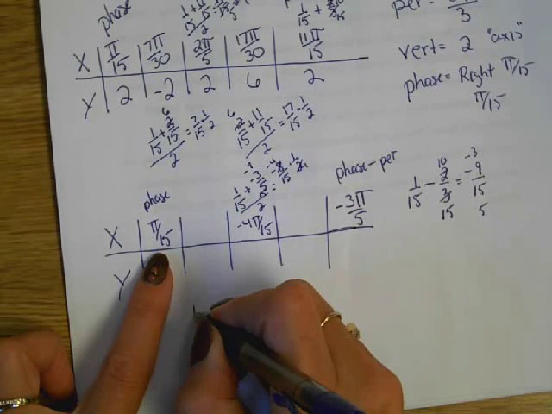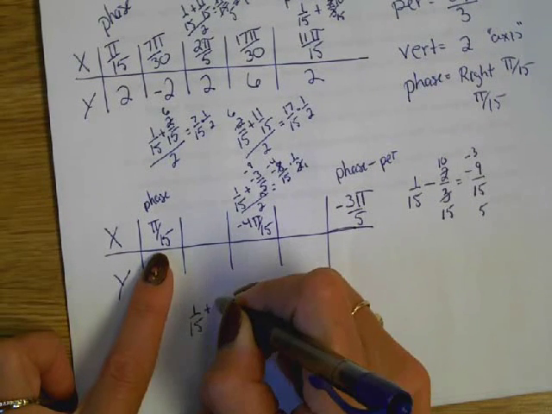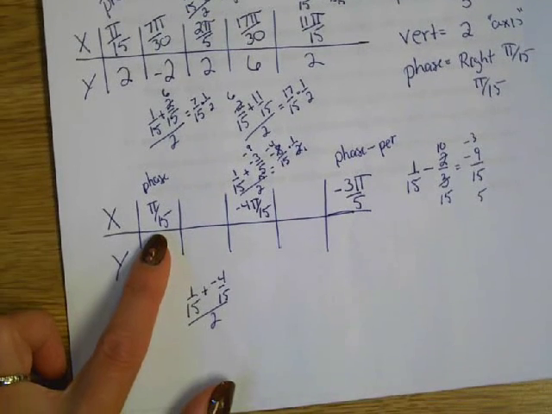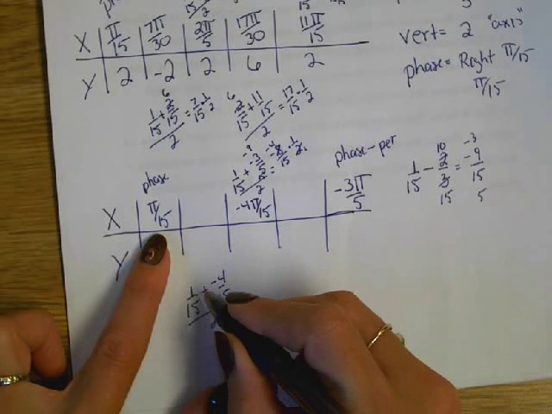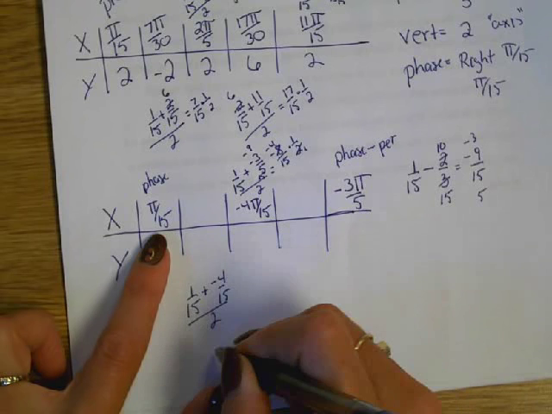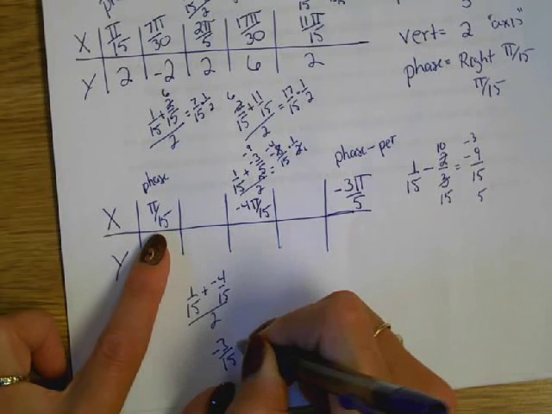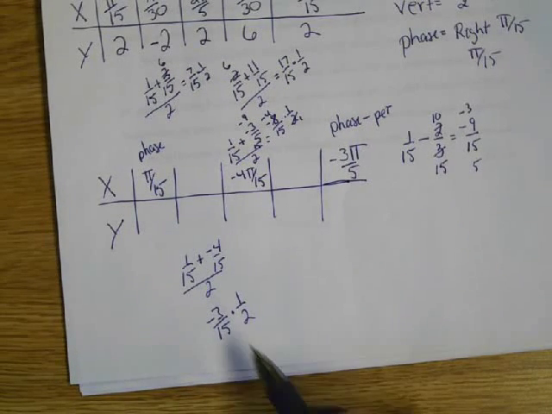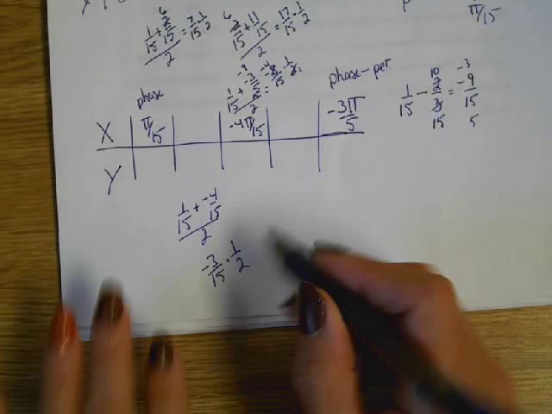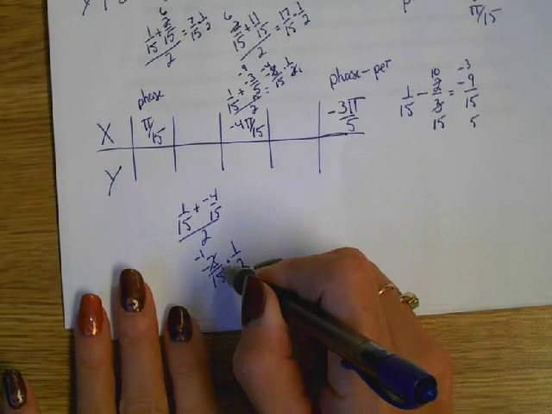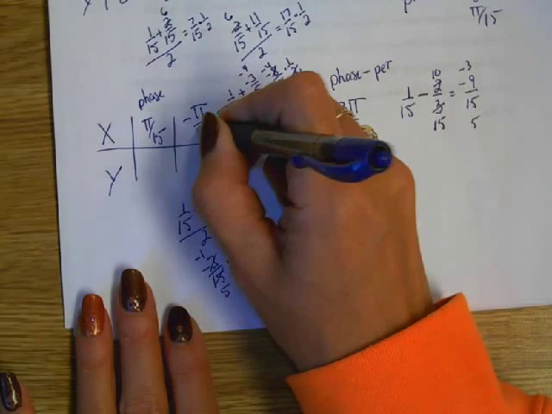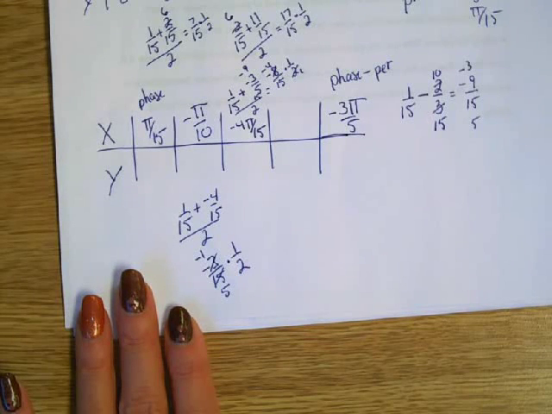Here, 1/15 plus negative 4/15 divide by 2. That will give me, let's see, 1 plus a negative 4 is negative 3/15. Timesing by a half. I'm going to reduce my 3 and my 15 first. So that's going to be a negative 1/5. So negative pi over 10. Did I do that right?